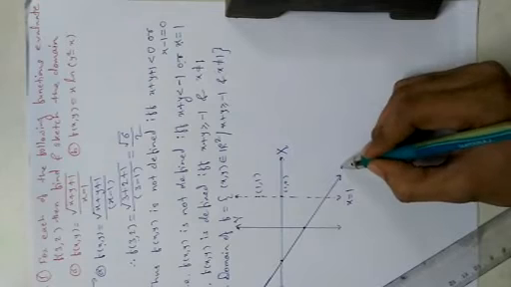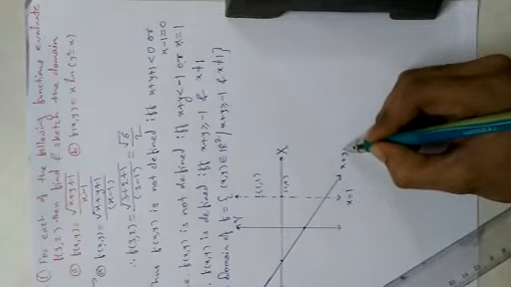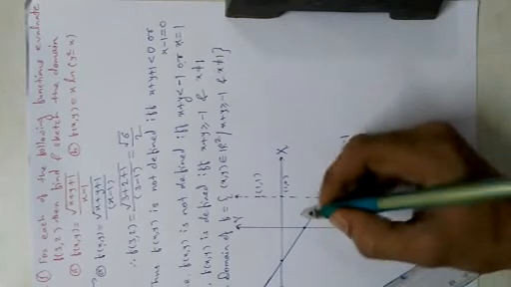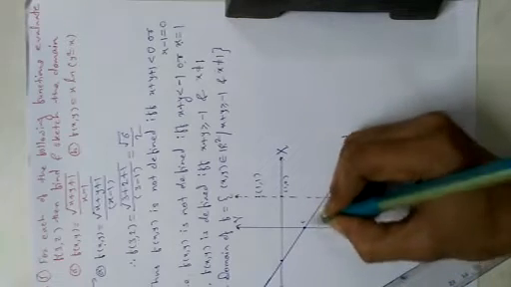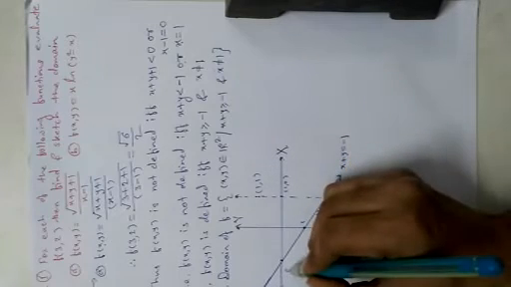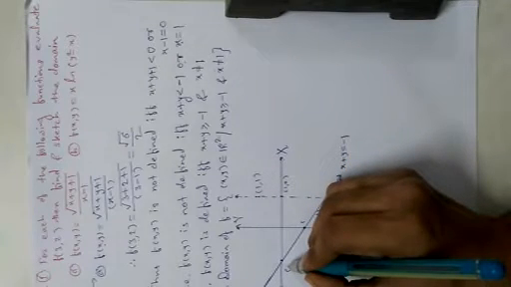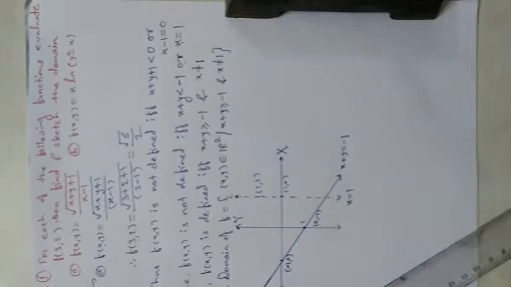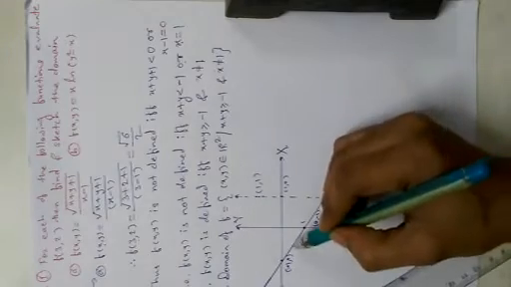This is the line x plus y equal to minus 1. These points were, this point was 0, minus 1. This point is minus 1, 0. Now we have to decide which part of this line is included in our domain of f. Upper half.